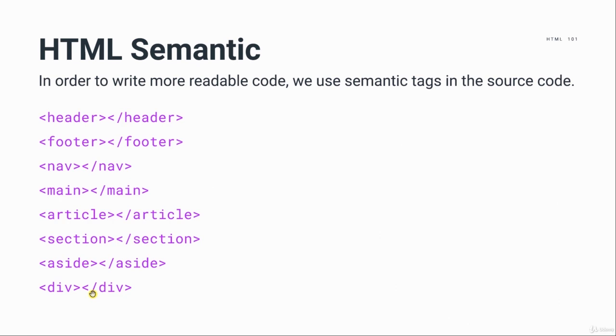But for example, if we want to write an article, instead of writing a div and then putting an article inside it, we can just write article. Or if we want to create our navigation bar, we would just write nav. For example, if we want to put our navigation inside the header, instead of opening a div tag, we can just open a header tag and then wrap that around the nav tag.